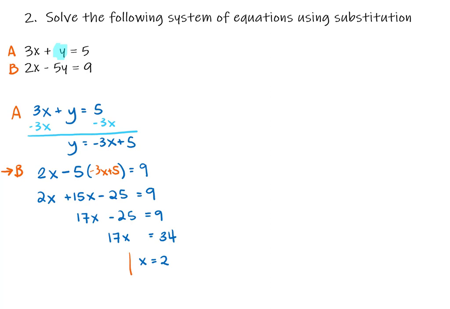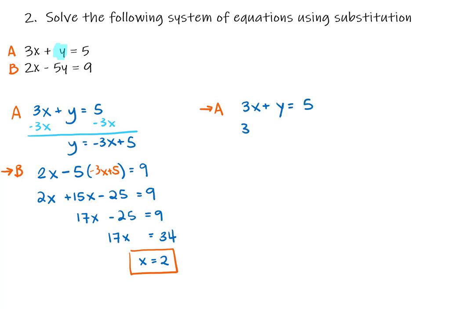Now that I've solved for one of the values of the variable, I'm going to plug that back into either A or B, it doesn't matter which, and I'm going to solve for the other variable. Let's plug it into equation A. So I'm going to write 3x plus y is equal to 5.